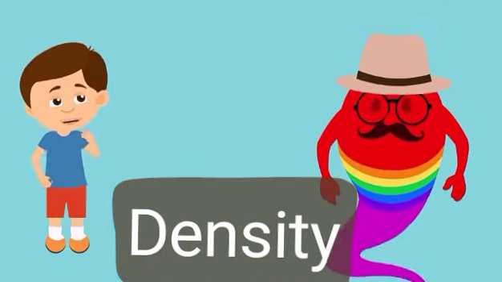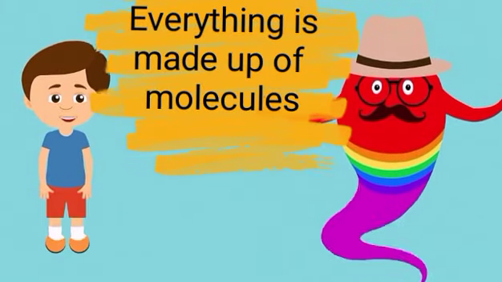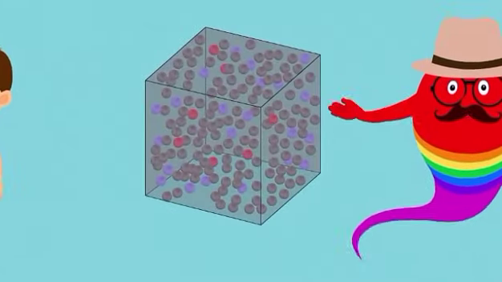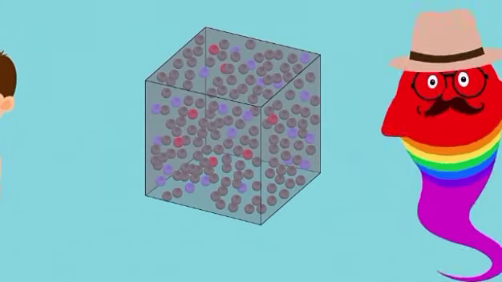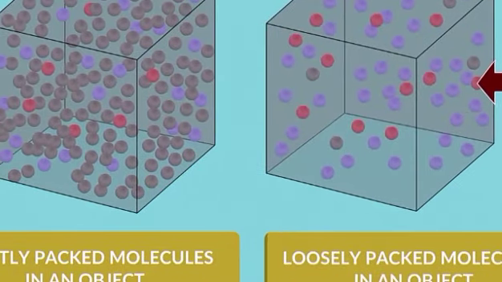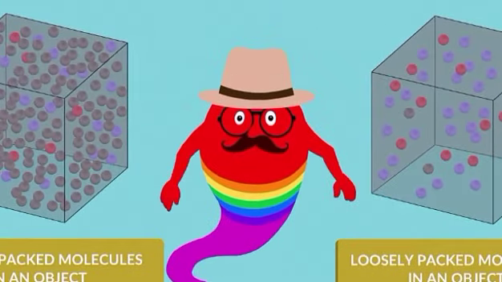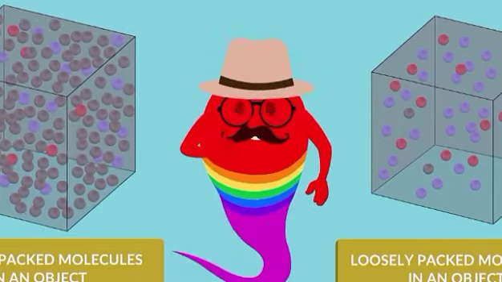Everything around us is made up of small molecules. In some objects, these tiny little molecules are tightly packed together, and in others, they are loosely packed together. This is actually what density means. The objects that are tightly packed together have a higher density, and the more loosely packed objects aren't that dense.